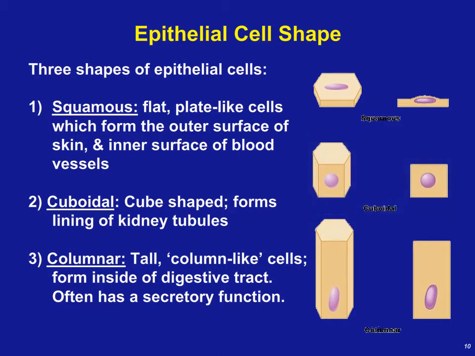Okay, and finally, the third type of cell shape that we see in epithelia is the columnar cells. So these are tall, column-like cells that form the inside of the digestive tract, and again, often have a secretory function. So take a look at the columnar cells below. You can see that they're in general much taller than the cuboidal cells, but the more diagnostic feature you would notice is that the nucleus here is much more elliptical. It's not round, but it's sort of a jelly bean shape.